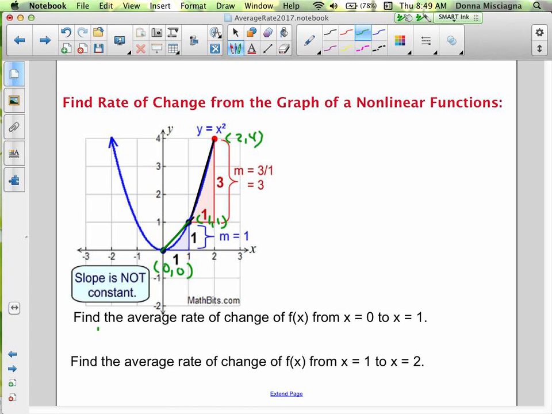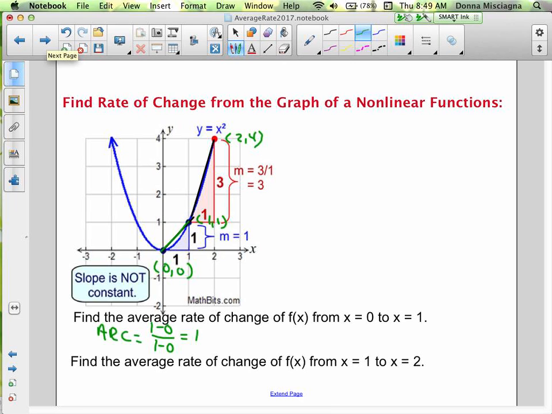So to find the average rate of change from 0 to 1, right? We're going to take the difference in the y values, so 1 minus 0, over the difference in the x values, again 1 minus 0. So we have a slope of 1, average rate of change of 1.